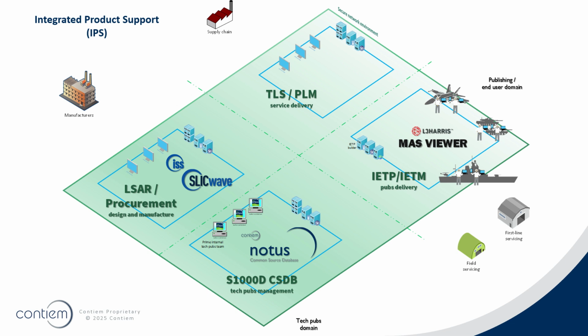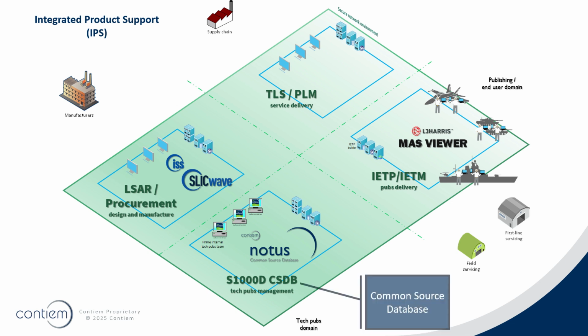So let's look at the landscape of integrated product support. To simplify things, I've divided this into 4 areas. At the bottom, Tech Pub Management. On the left hand side, the design and manufacture elements. At the top, the service delivery for the product in operation. And on the right hand side, the end user domain where we deliver the technical publications.